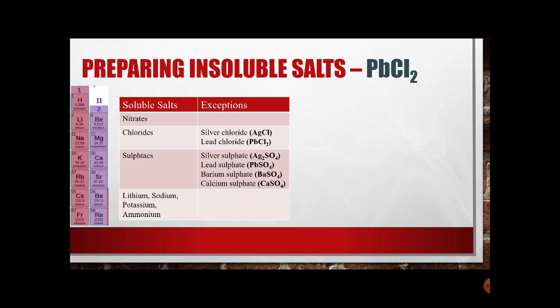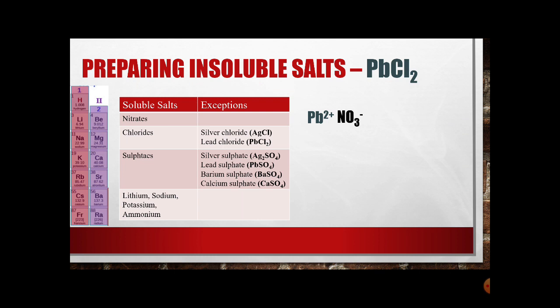If we wish to make a sample of lead chloride, we need a soluble salt which contains lead. The salt could not be lead sulfate or lead chloride, as these are insoluble, but we see no exceptions for nitrates. So one of our reactants can be lead nitrate. These are the ions present. The other soluble salt must contain chloride ions.